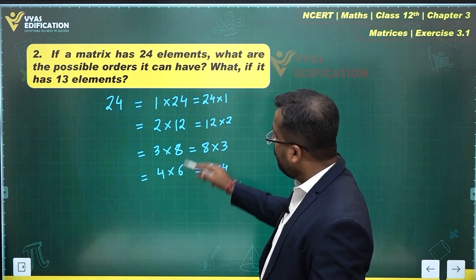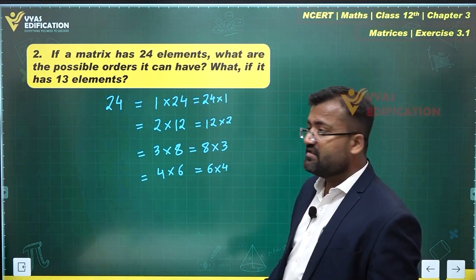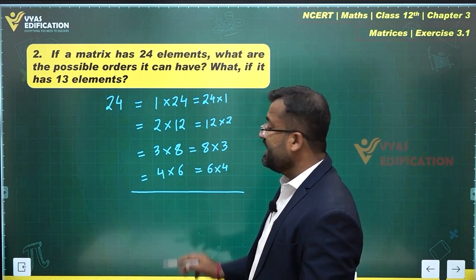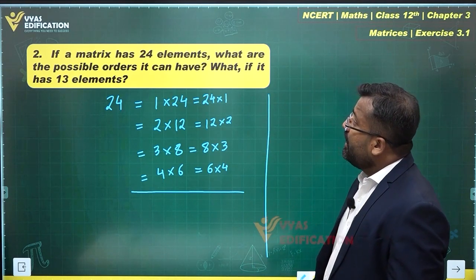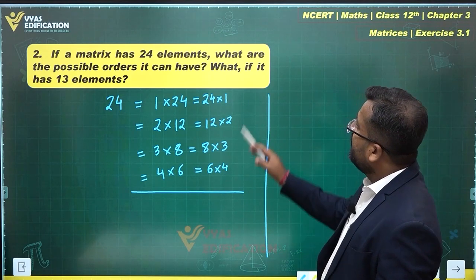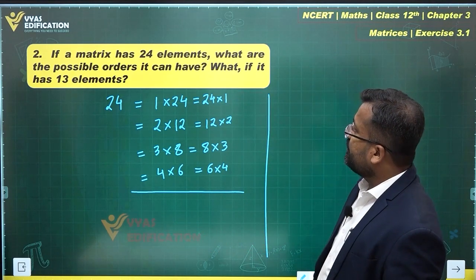There are 4 plus 4, 8 possibilities in total, right? Those are the number of possibilities. These are the possible orders.